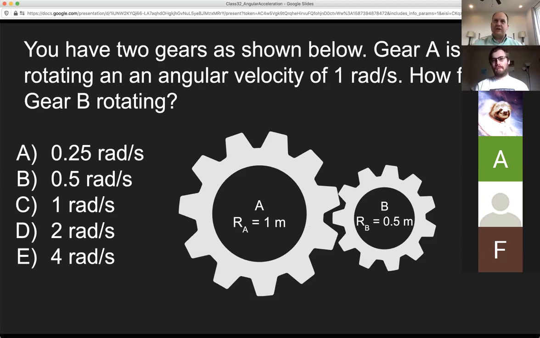Third question in the set. We've got same two gears. Gear A has an angular velocity of 1 radian per second. How fast is gear B rotating?